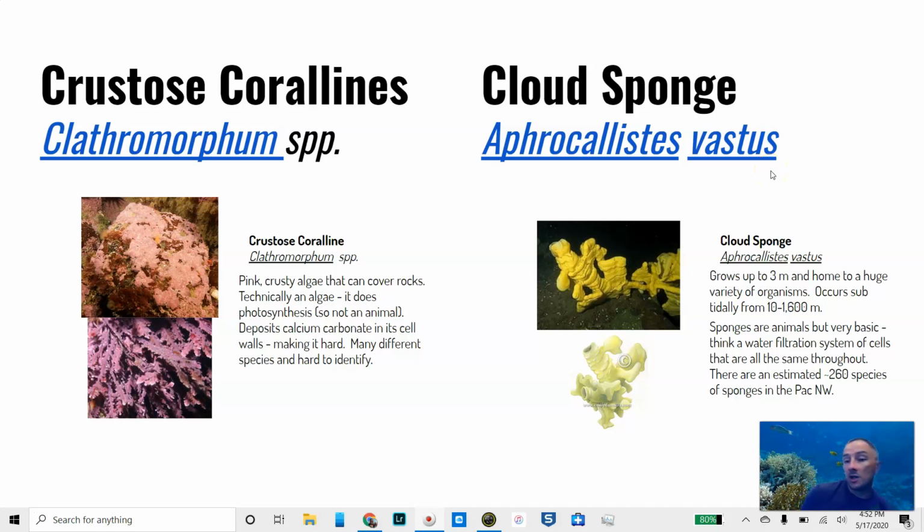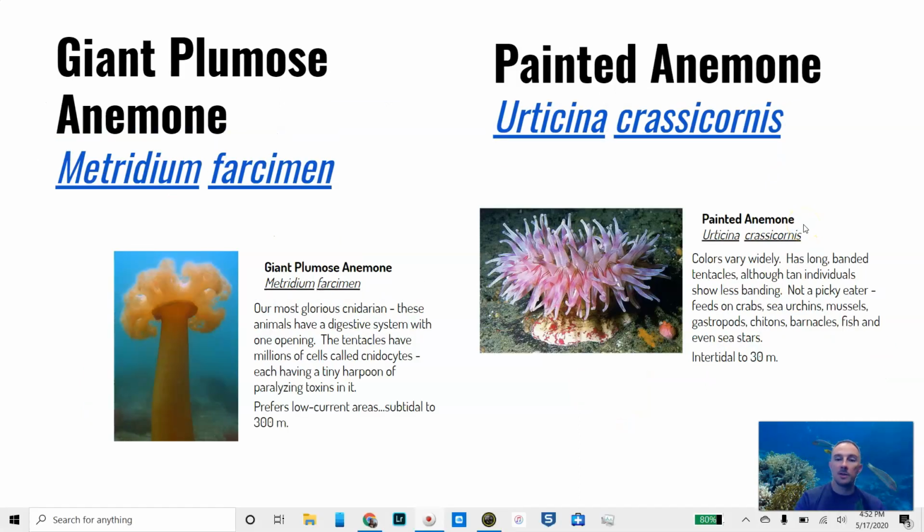A lot of organisms use these for homes too. A lot of fish will hide around sponges and gather around them. Sponges are an important little microhabitat that occurs in marine systems.